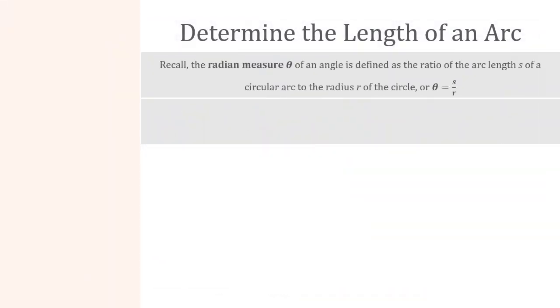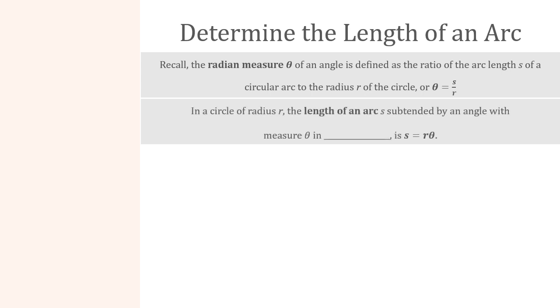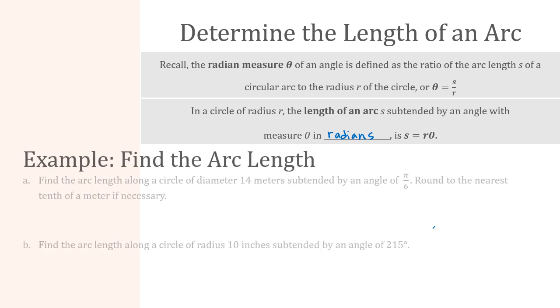So recall that the radian measure theta of an angle is defined as the ratio of the arc length S of a circular arc to the radius r of the circle, or we can say that theta is equal to S over r. In a circle of radius r, the length of an arc S subtended by an angle with measure theta, where theta is in radians, is S equals r times theta. This is a really important part: if we're going to find arc length, we have to have theta in radians. Let's take a look at an example.